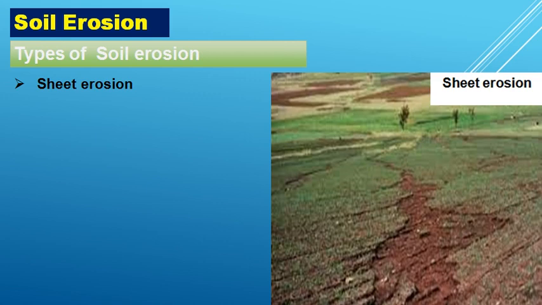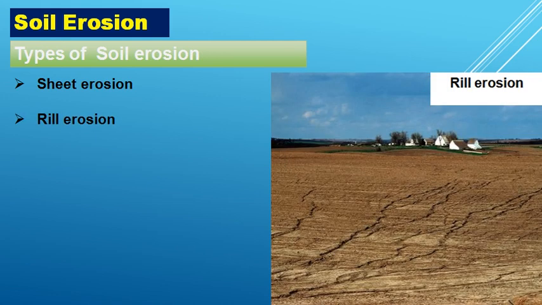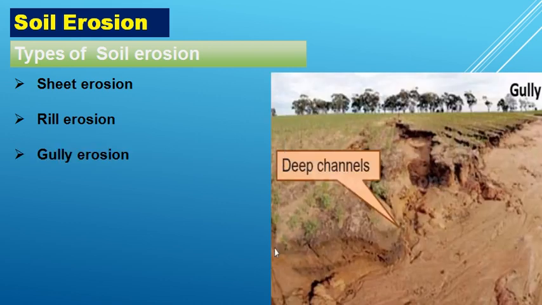So there are different types of soil erosion. First one is sheet erosion. Sheet erosion means a thin upper layer of soil is washed away. Then there is rill erosion. Rill erosion means you will see thin cracks, thin lines come. These are also called finger erosion. Then the next is gully erosion. In the gully erosion, deep channels are found. So these are the different types of soil erosion.